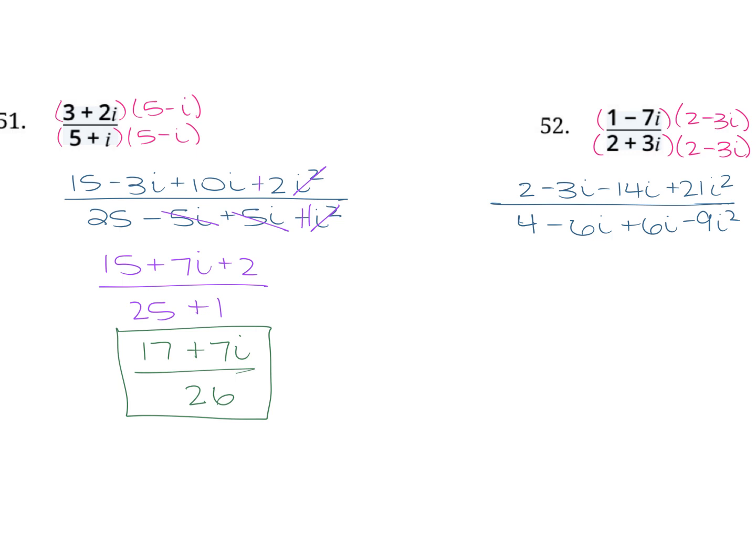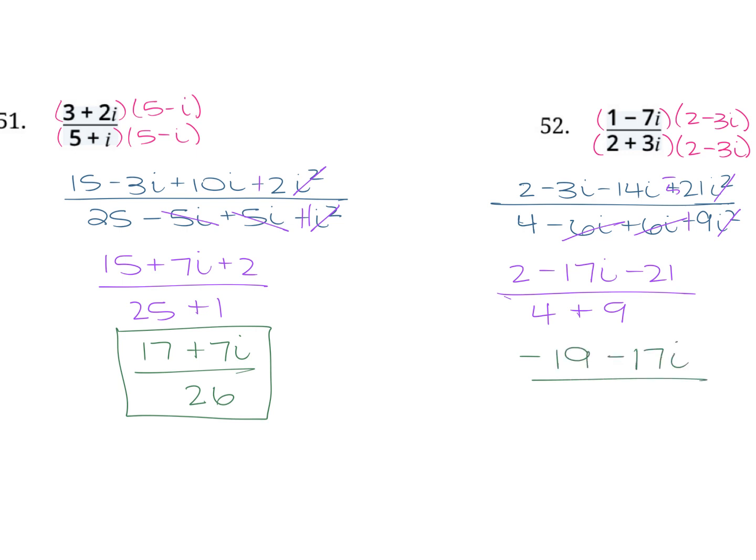We're going to combine like terms on the top and the bottom. We're also going to rewrite that i squared to be negative 1, or change the sign of the term that it's in front of. So that's going to give us 2 minus 17i minus 21 over 4. Your 6i's cancel since they're opposite. Minus 9i squared becomes positive 9. So this simplifies to give us negative 19 minus 17i all over 13. And again, if you could simplify, you would, but in this one you can't, so that is your answer.